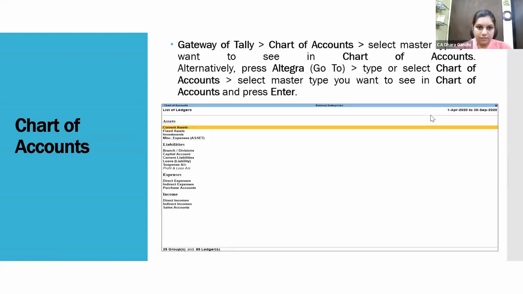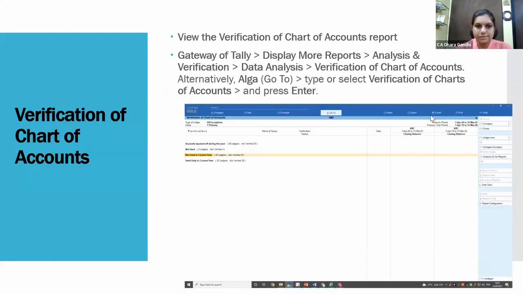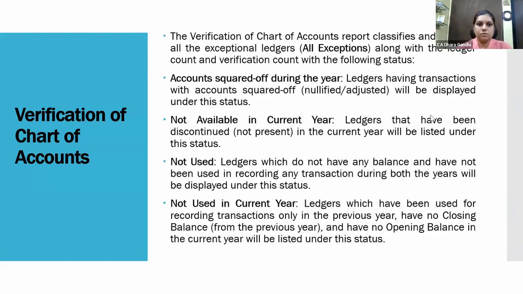So we have seen chart of accounts. We have seen options in chart of accounts. We have seen exception reports. We have seen this verification part of chart of accounts.